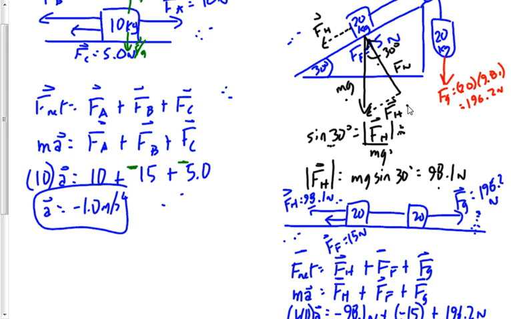What do we use for mg? m is 20 and g is 9.81. m is not 40 because the force of the hill isn't acting on both of those, right? The force of the hill is acting on one of those.